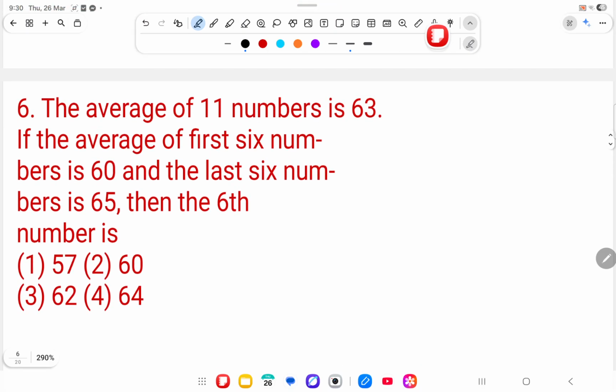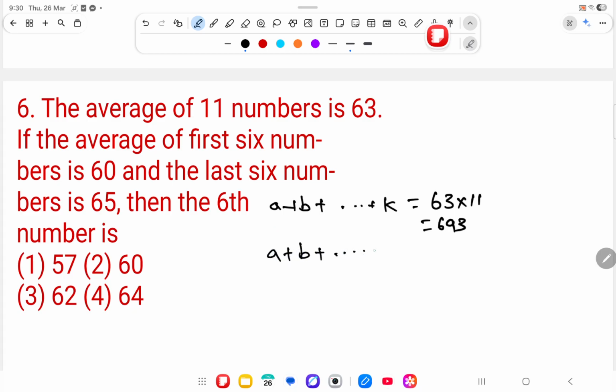Next, the average of 11 numbers is 63. Instead of writing 11 numbers, I will write A, B till K. These are 11 numbers. If I add all these, it is equal to 63 into 11, that is 693. And they are saying the first 6 numbers, means A plus B and so on, the first 6 alphabets up to F.